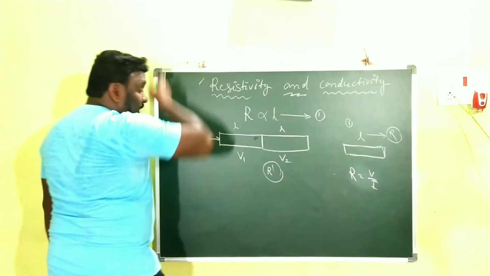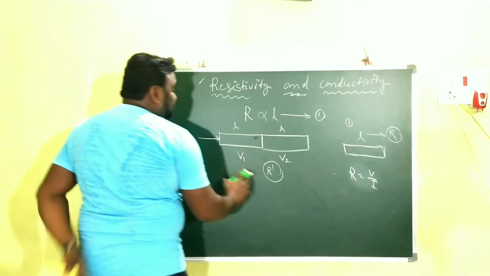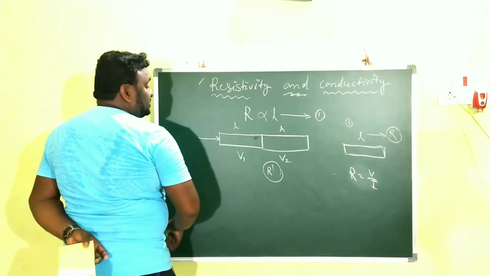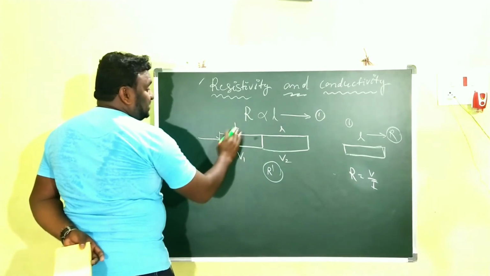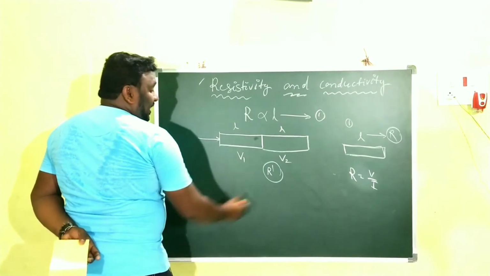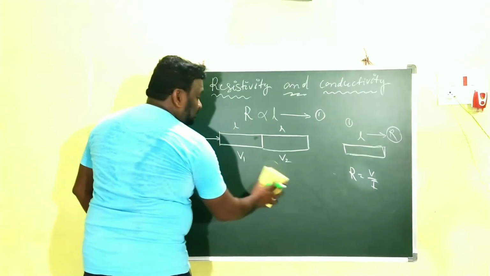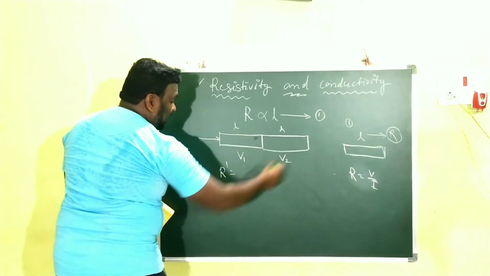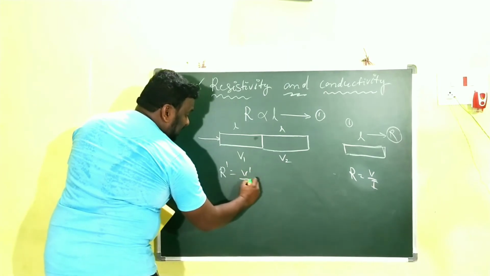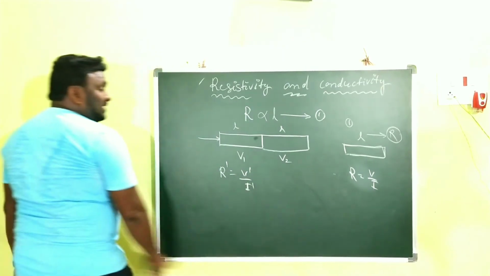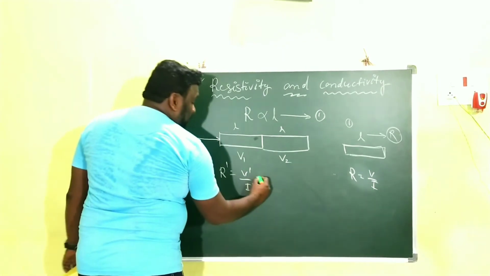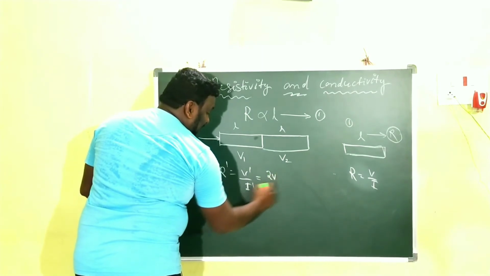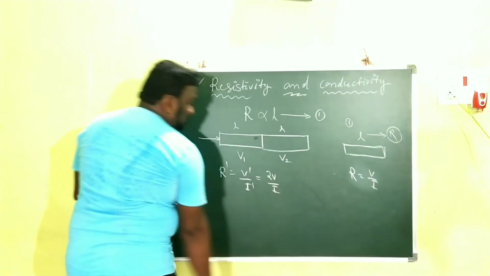Clear, children? Now in this case we are taking two slabs and they are placed side by side. Then the length is increased. How much is it? L plus L, 2L. Now we write R dash is equal to V dash by I dash, using the same relation. So here V dash is nothing but 2V and I dash is I.